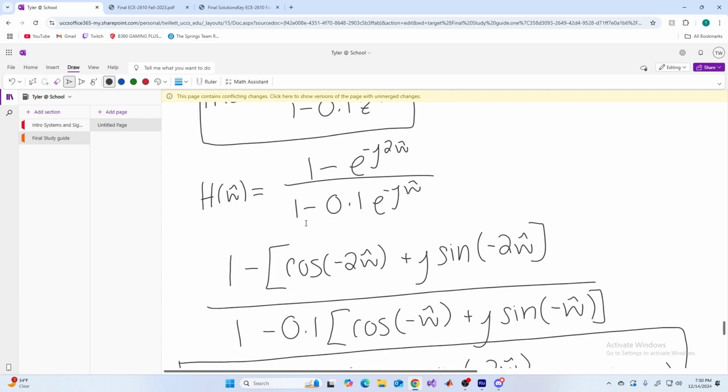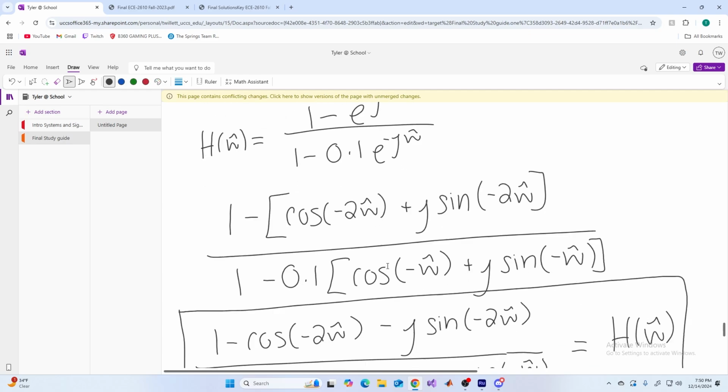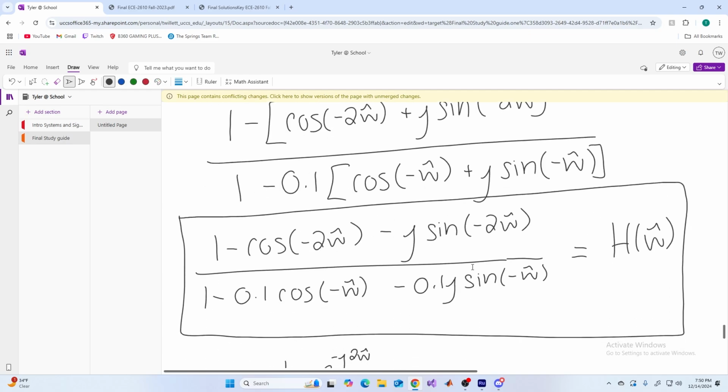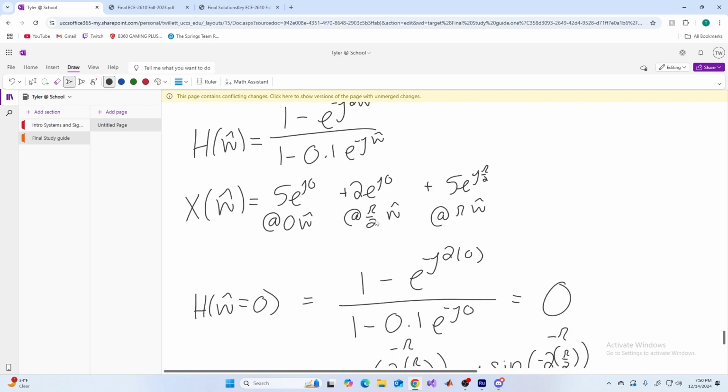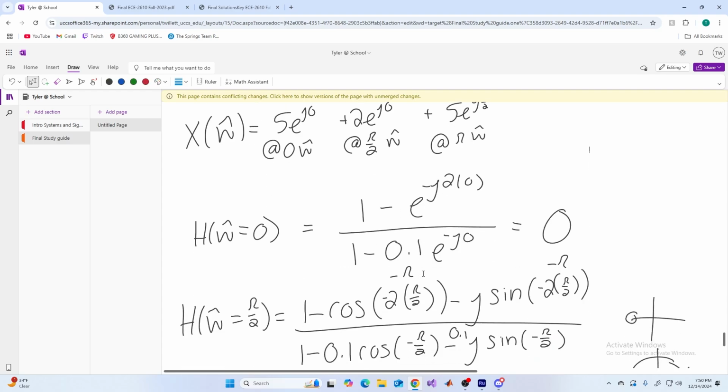Next, we're going to use Euler's formula. So we're actually going to factor this out into its individual components. And once we get into its individual components with its real part and its imaginary part, you're going to combine your reals, combine your likes, and then leave it alone there. And then the next thing you have to do is determine where you're evaluating it. You're going to evaluate 0, pi over 2, and pi.